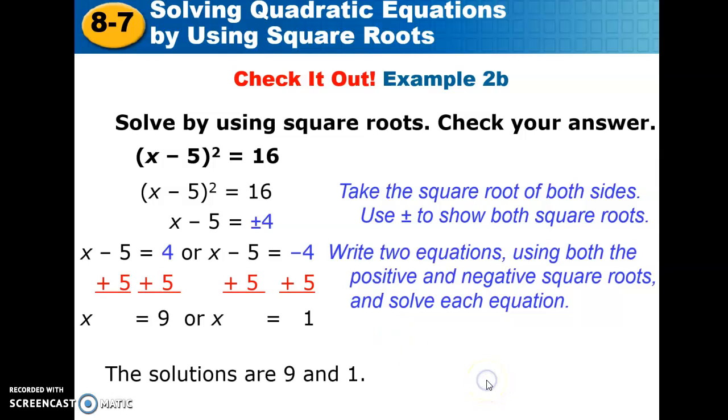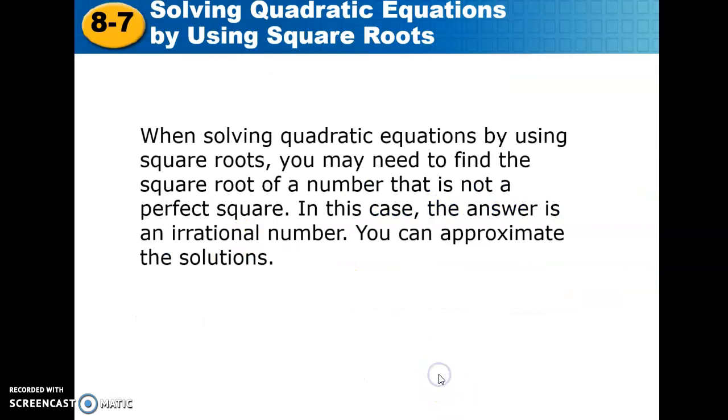Okay? So if you remember back when we did the factoring, we had two answers. So most of the time, not every time, but a lot of times we had two answers. So it's the same thing here. If you have something that looks like this, where x is not by itself, you need to set up two scenarios.